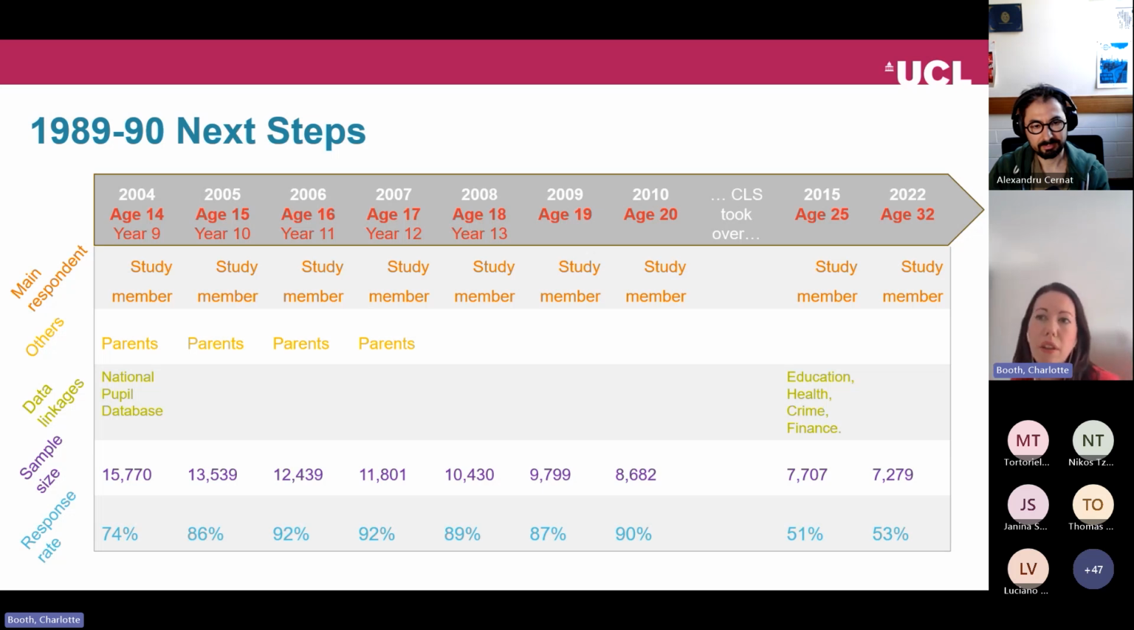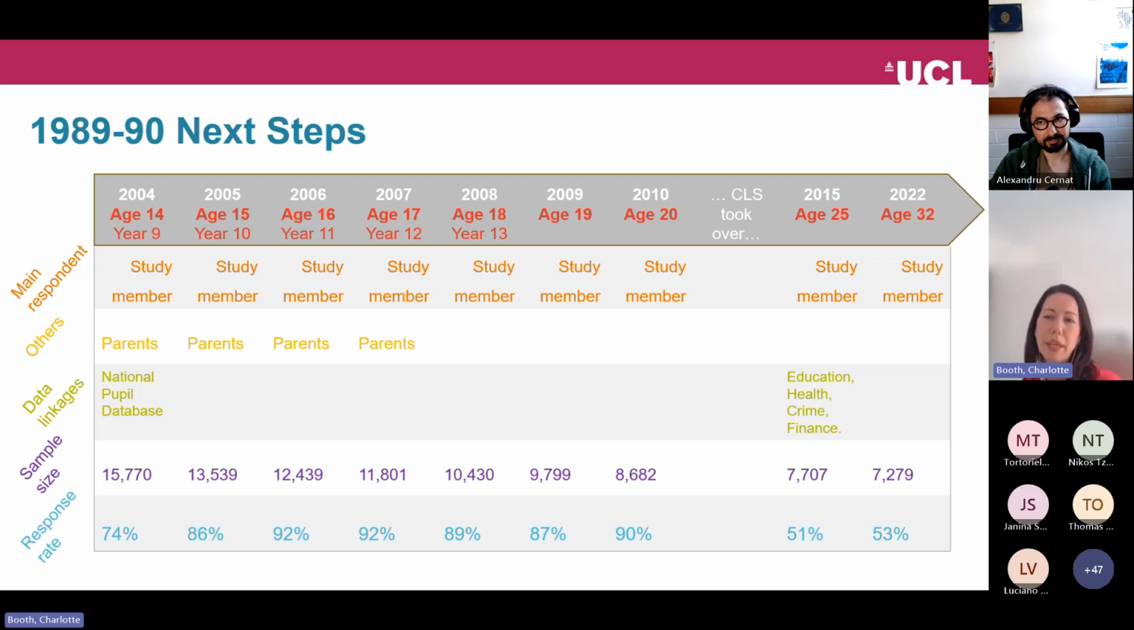In general, the main respondent in the surveys has always been the study member, but we also have information from the parents collected in the first 4 sweeps. And in terms of admin data linkages, Next Steps is unique in the sense that from the very beginning, it's been linked to the National Pupil Database. This is partly because it was run by the Department for Education, who holds this data. But this was a requirement of taking part in the study, to consent for this. So that's a really nice feature of Next Steps, that it has really good education linked data.